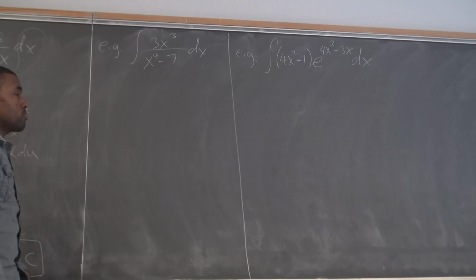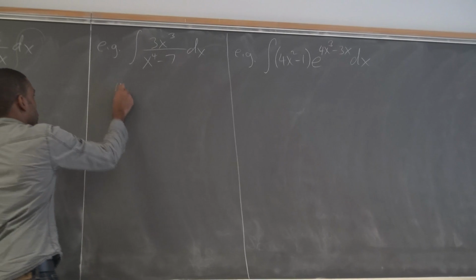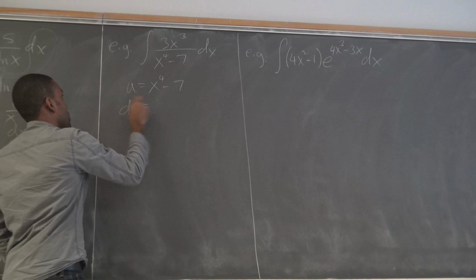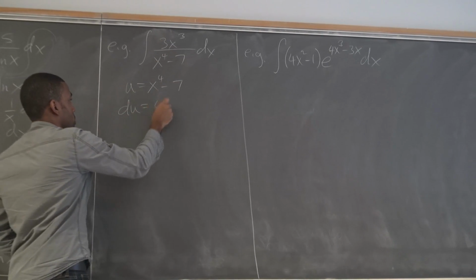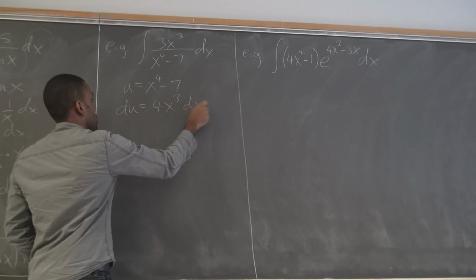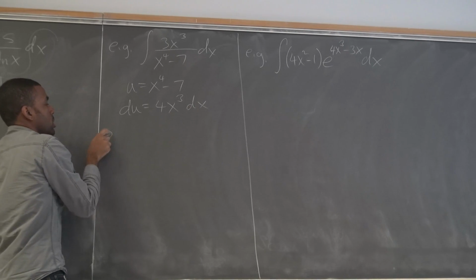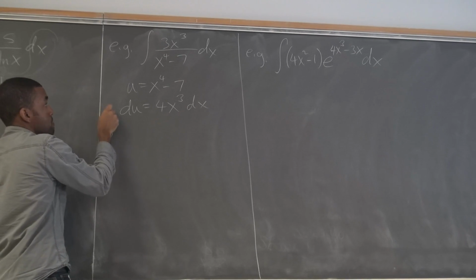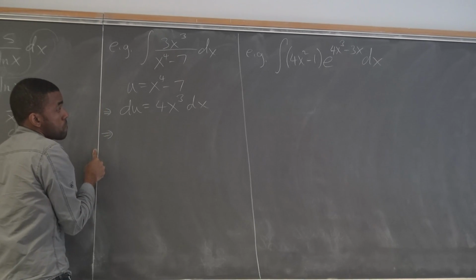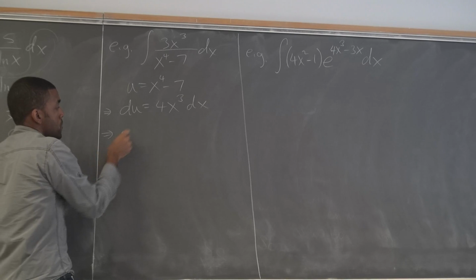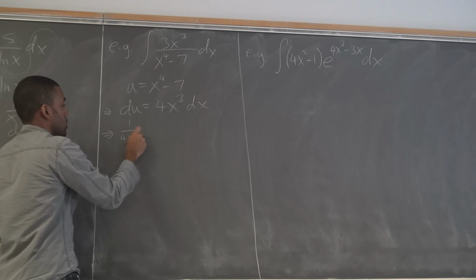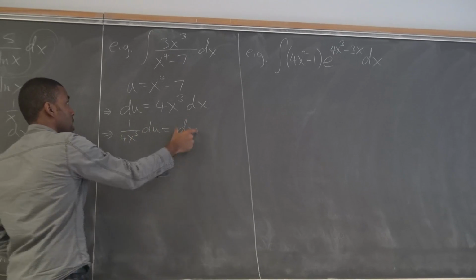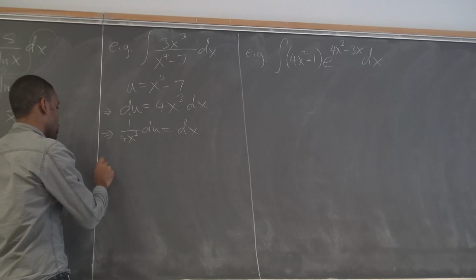What would you substitute? x to the 4th minus 7. du would be? 4x cubed. And what can we do here? So we cross out x. 1 over 4x cubed. You like to solve for dx, and you can swap it in here. Okay, so what do we get?